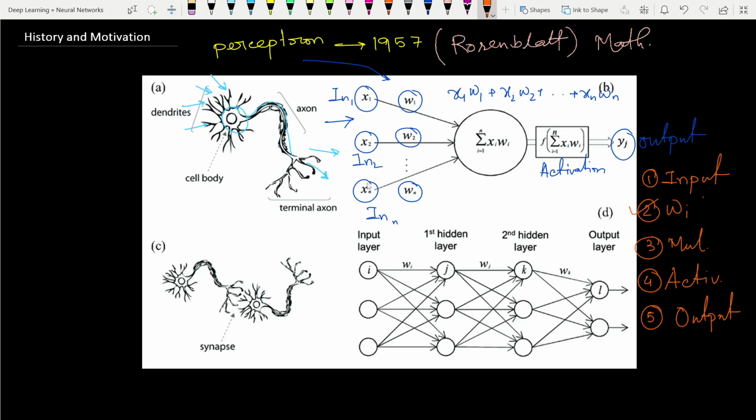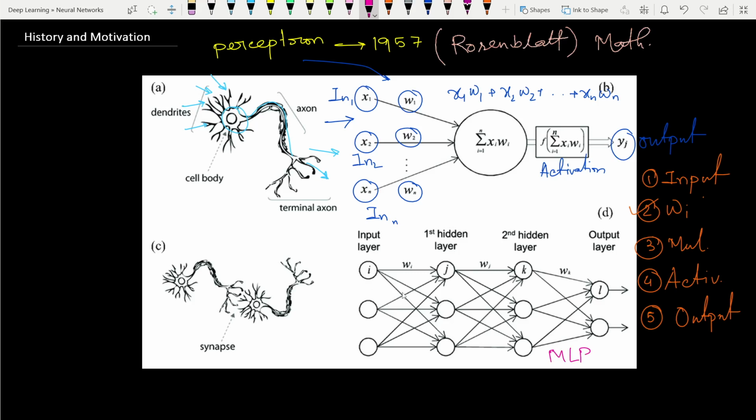Now the question is, it's a simple neuron, but how are neurons connected? In the human body there is not a single neuron; there are millions, billions of neurons connected to each other. But how will we model that with simple mathematical concepts? Here the multi-layer perceptron, MLP, comes into the picture.